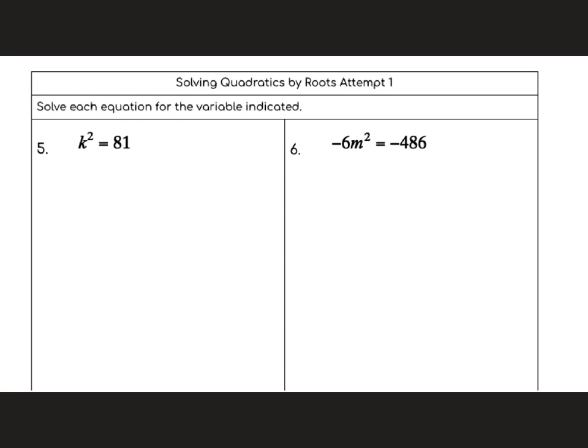Solve each equation. So now we have some square roots. To take care of the squares, let's square root both sides. So that's going to be plus or minus 9. Square root of 81 is 9. Don't forget the plus or minus. If you prefer to write k equals 9, k equals negative 9, that is fine also.